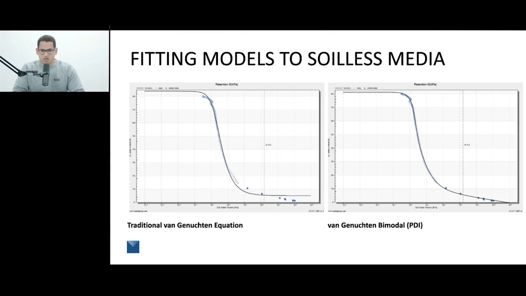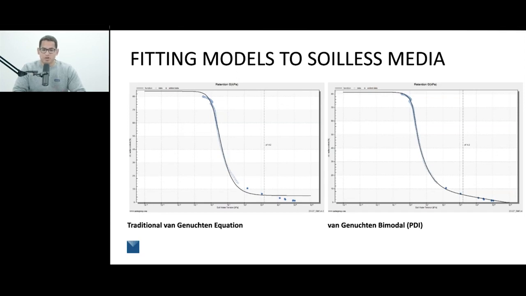And one of the other challenges is that most soilless medias have some sort of bimodal behavior. And so really this traditional Van Genuchten equation wasn't the best fit again for these soils. And it turns out for this soil, the best fit to describe the behavior was the Van Genuchten bimodal PDI variant of this equation. And here you can see it describes it quite well. The fit is very, very strong. And this is the best equation to use to fit these data.